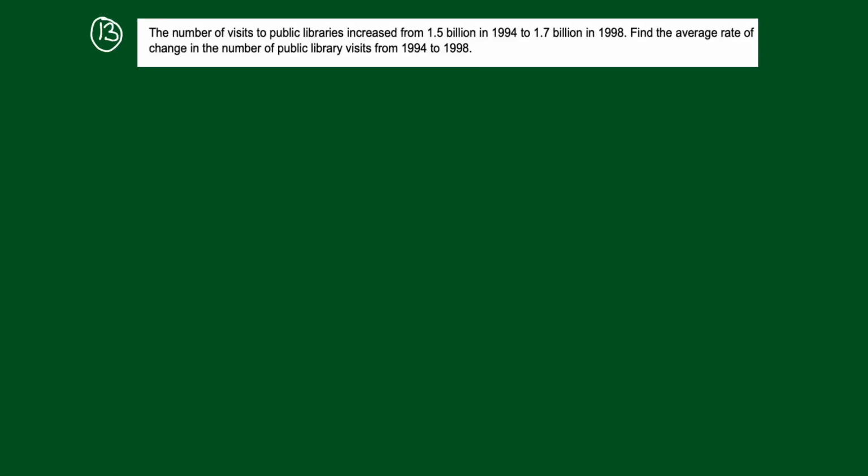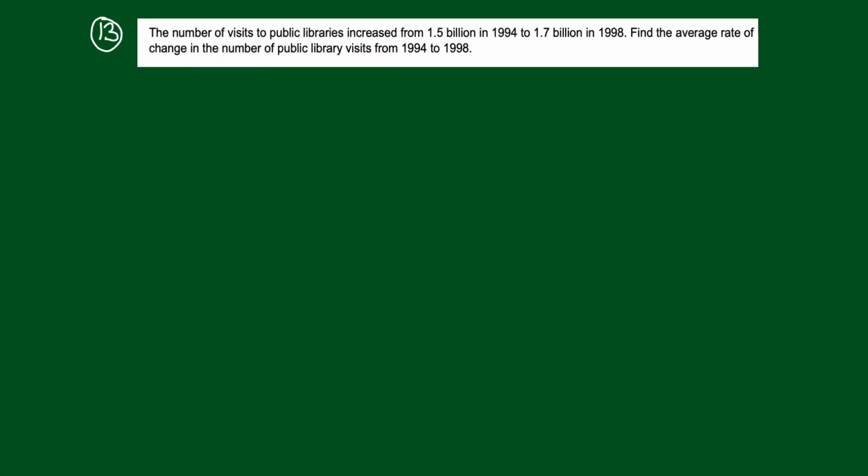We've got a word problem here. Let's just read through it and get an idea of what's happening. It says the number of visitors to public libraries increased from 1.5 billion back in 94. So back in 94, about 1.5 billion people went to the libraries. In 98, 1.7 billion people went. Find the average rate of change of the number of library visitors.